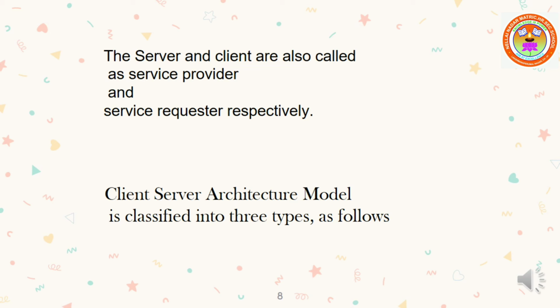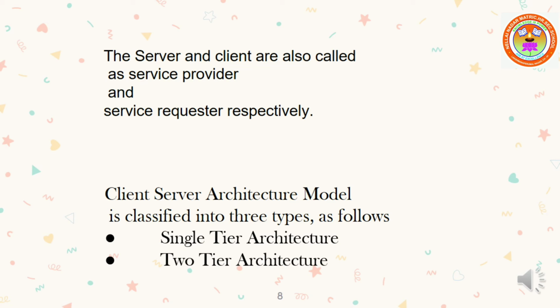In the client server architecture model, there are three types: single tier architecture, two tier architecture, and n tier or multi tier or three tier architecture. These three types we will view later.